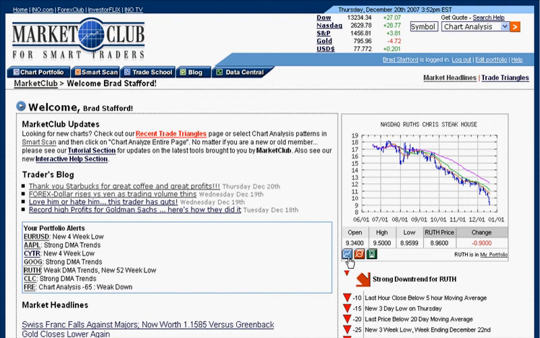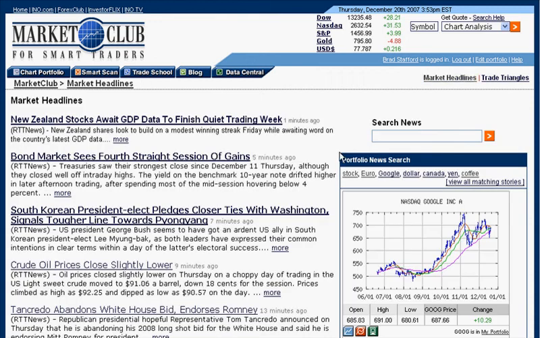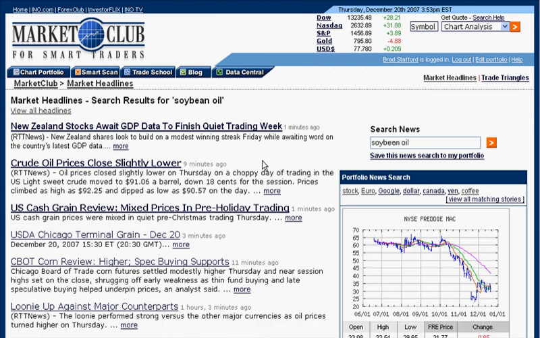That's where you use your technical indicators, your technical analysis, to get a little bit deeper into it. Another feature that you can use to filter out and look through more headlines is the market headlines tool within MarketClub. You can do searches for soybean oil, for example, and bring up the latest information that has anything to do with soybean oil or agriculturals or anything applicable to the markets and stocks that you're trading.